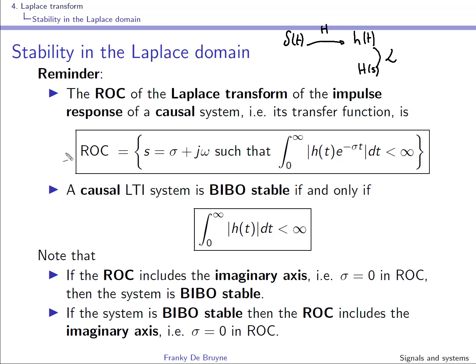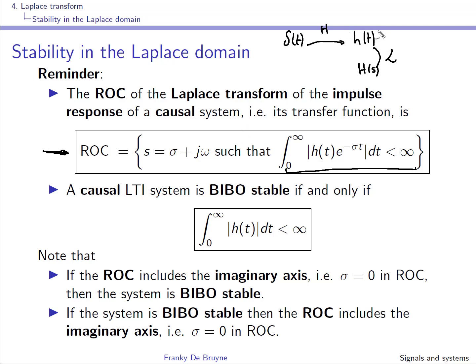Okay, and we have seen that the region of convergence can be defined as follows. It's the set of s such that this integral converges. Okay, so we have an integral with the h inside, multiplied by an exponential. We take the absolute value and then we integrate. This integral should be bounded. Okay, so h of t is the impulse response, and now we look at the region of convergence of the Laplace transform of the impulse response. So that's one thing that we've seen previously.